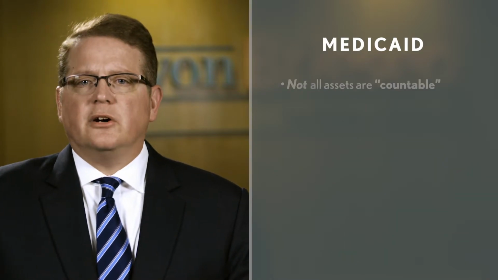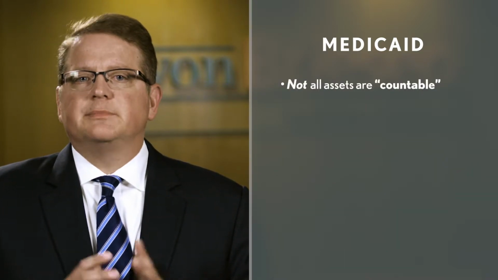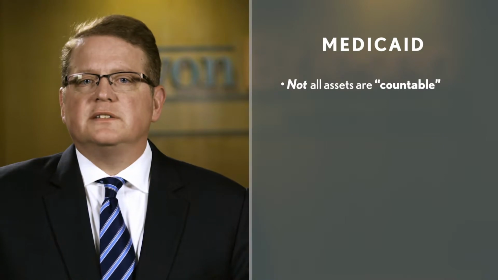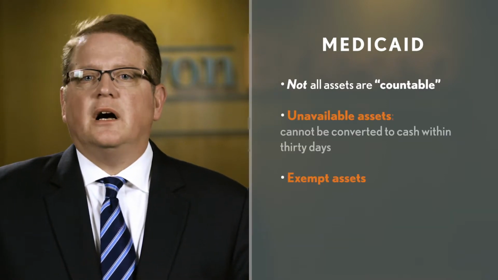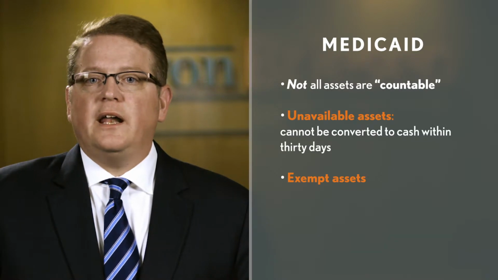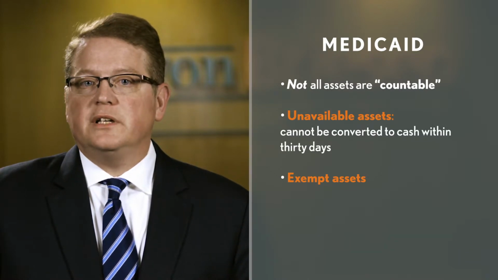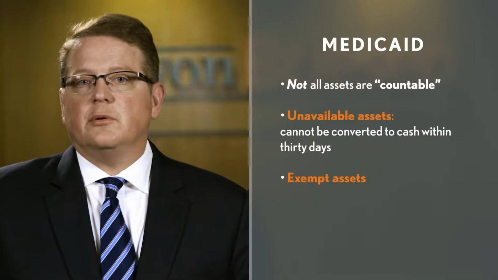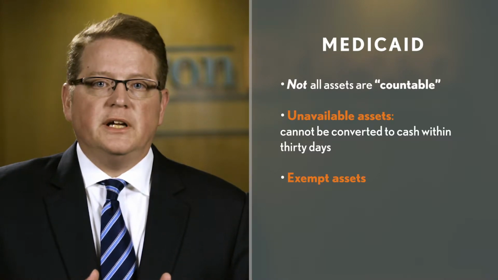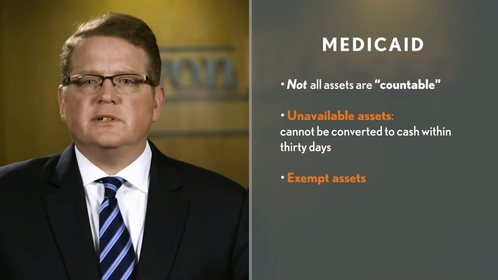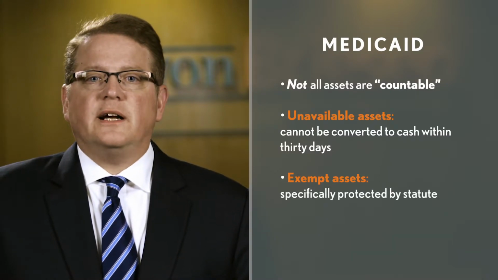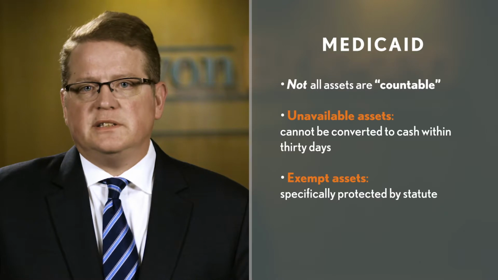Not all assets are countable for Medicaid purposes. Specifically, countable assets do not include unavailable assets and exempt assets. Unavailable assets are assets that cannot be converted to cash within 30 days. Examples of unavailable assets include property listed for sale, a life estate interest in real estate, and certain annuities and promissory notes. Exempt assets are assets specifically protected by statute.